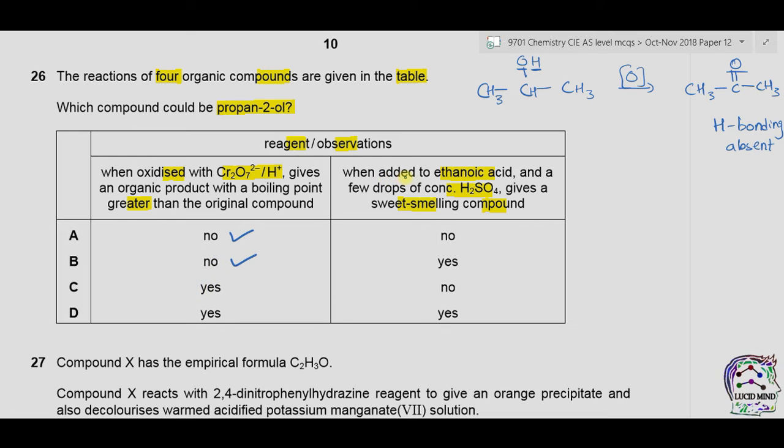Second thing is addition of ethanoic acid. Now ethanoic acid is carboxylic acid and we have propane-2-ol as secondary alcohol. Now we know that alcohol along with carboxylic acid, they react together to form ester, and ester is a sweet smelling compound and it is a yes. Correct answer is therefore B.